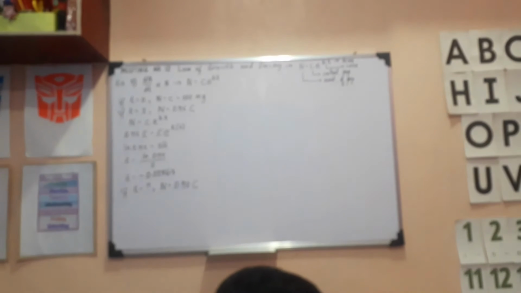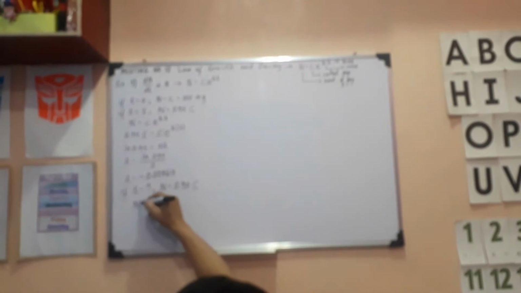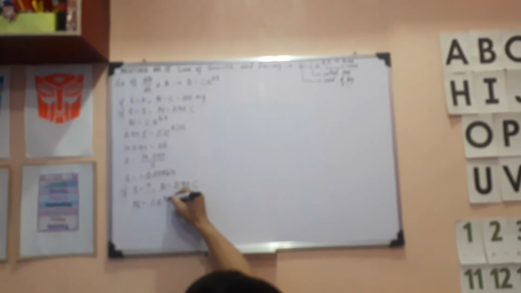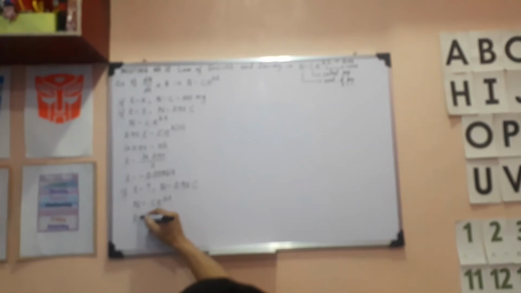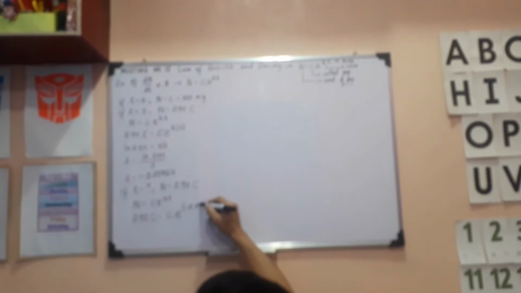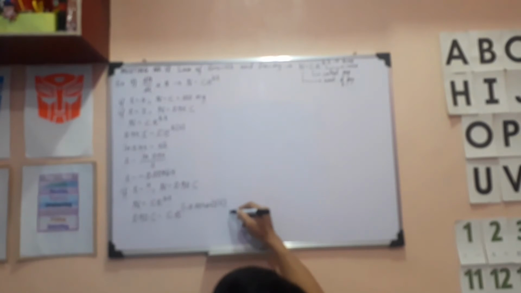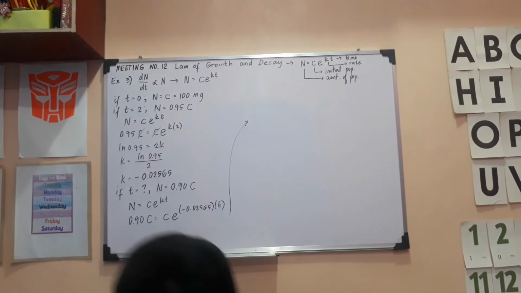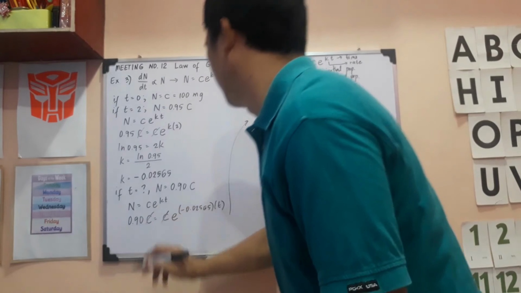Nasaan na tayo? So, ano ang t? Kung ang n ay 0.90 c. So, ano ang equation natin? N is equal to c e raised to kt. So, n is 0.9 of c is equal to c e. K is negative 0.02565 times t is unknown. So, we cancel ang c.